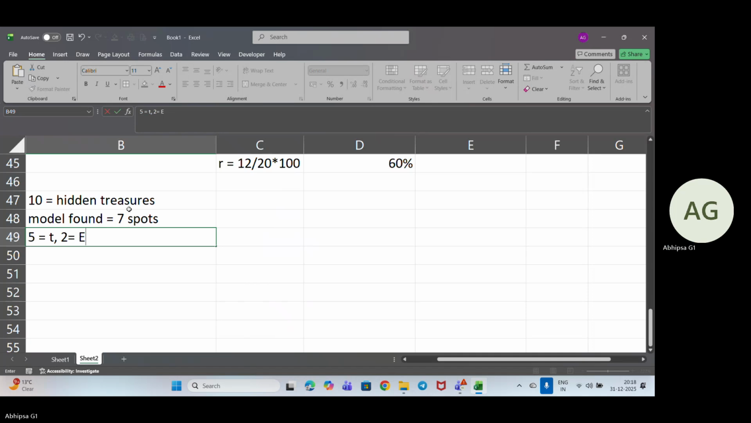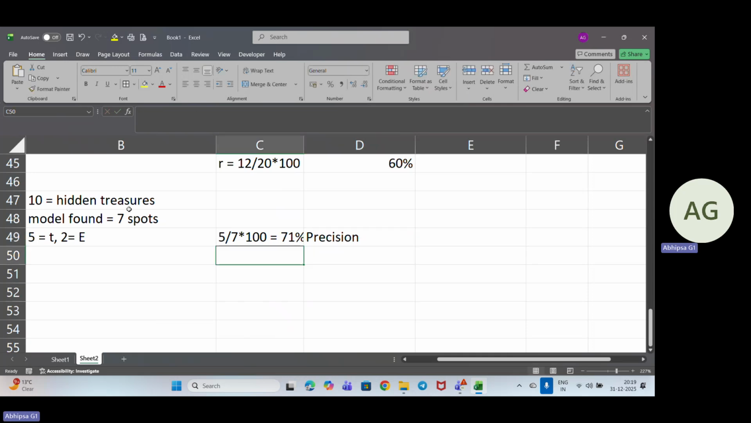Okay. Now coming down to precision. How careful is the model when it dug? That is what precision actually gives us. So precision would be 5 divided by 7, multiplied by 100. That gives us a result of around 71%. Okay. So that is giving us the result as 71%. This is precision.